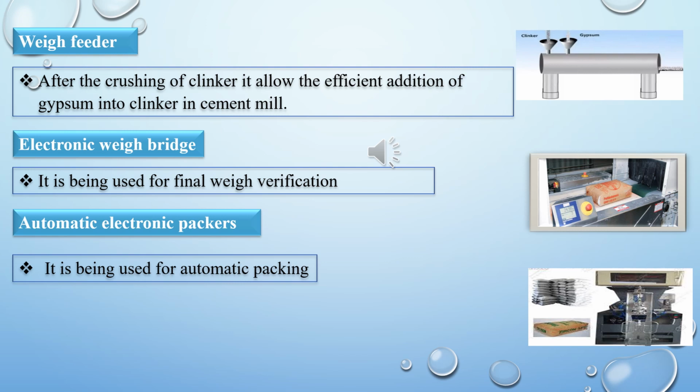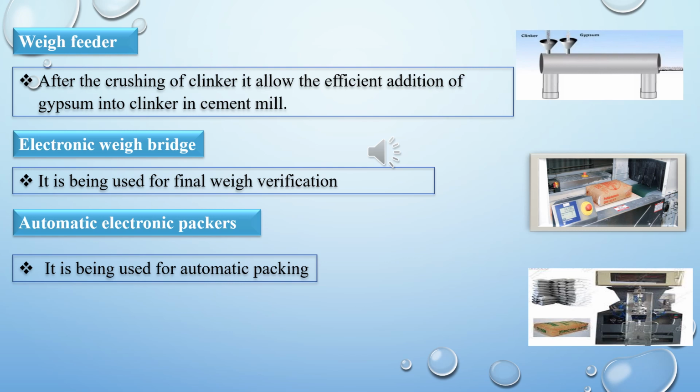So students, we have discussed one by one different equipment which is being used in the cement industry, like quality checkers, kilns, preheaters, blending silo, and similarly we have discussed weigh feeders, then electronic weigh bridges, and then automatic electronic packers. So students, these were the equipment which is being used in the cement industry. Now after this we will discuss the raw material used in the cement industry.